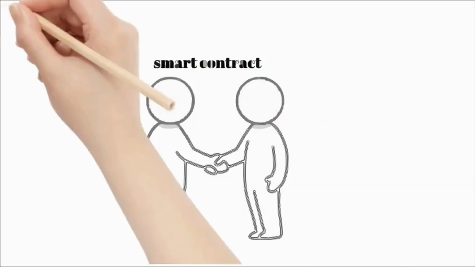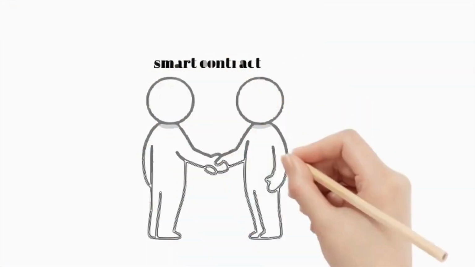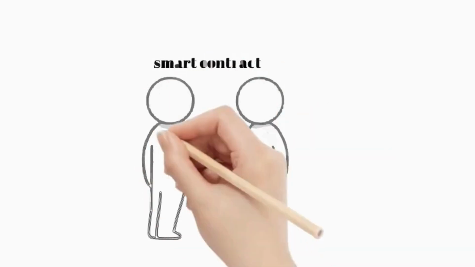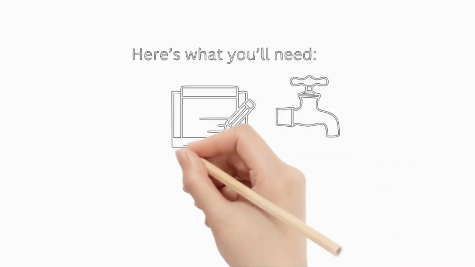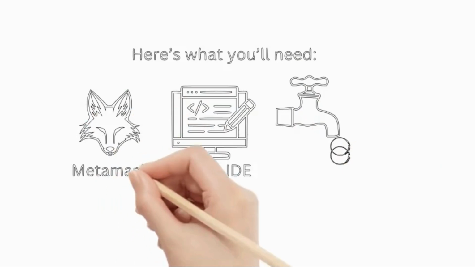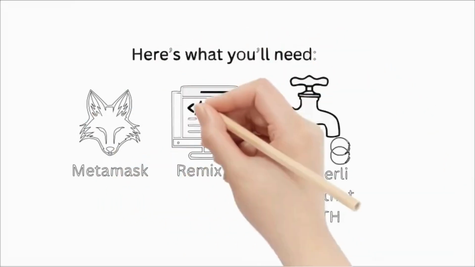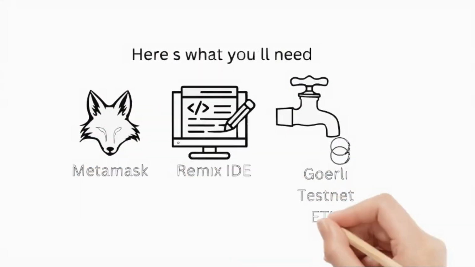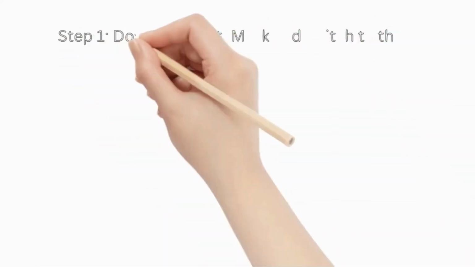Alright, before we jump into building, let's talk about the tools we'll need. Don't worry, everything is free and beginner friendly. Here's what you'll need. MetaMask, a crypto wallet that lets you interact with the Ethereum blockchain. Remix IDE, an online tool for writing and deploying smart contracts. Goerli Testnet ETH, fake Ethereum for testing. We'll get this for free. Got everything set up? Great! Let's move on to the fun part: building our smart contract.